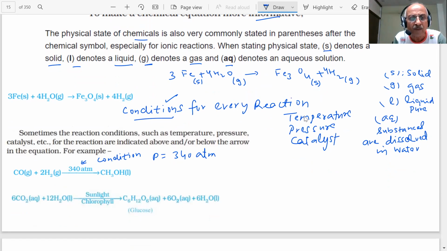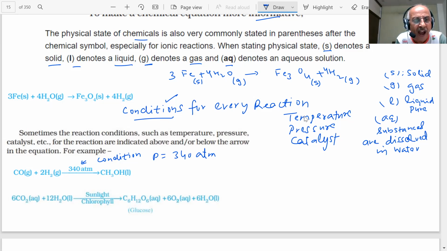You can see the condition is mentioned. Another important thing, student: the reaction of carbon dioxide with water in the presence of sunlight and chlorophyll. These are the conditions, student. You are aware of the photosynthesis reaction which takes place in the green plants. What is happening? Carbon dioxide from the atmosphere and water liquid.